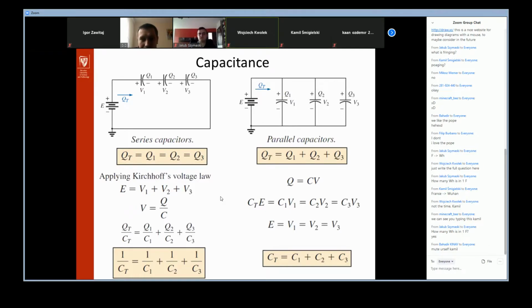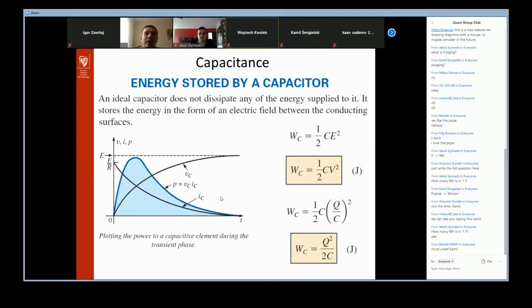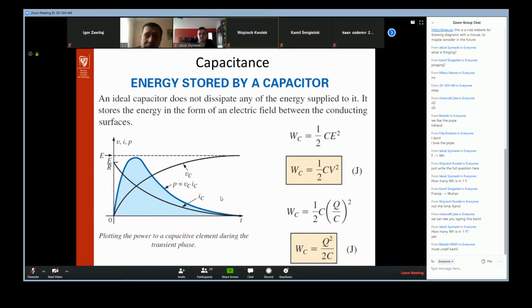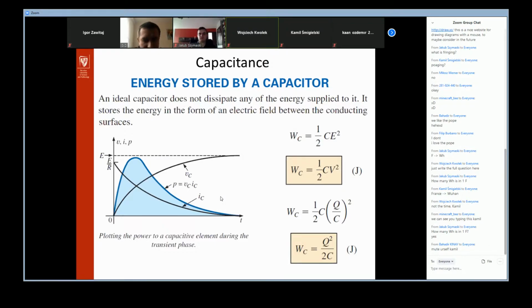That's all. Okay, what about the energy which is stored by the capacitor? If I ask you, for example, what is the dissipated power or energy on the capacitor, and you tell me that it is, for example, 1 watt or something, never mind how many, then I will tell you that it is not true. Why? Because the energy is directly connected with the power, of course.